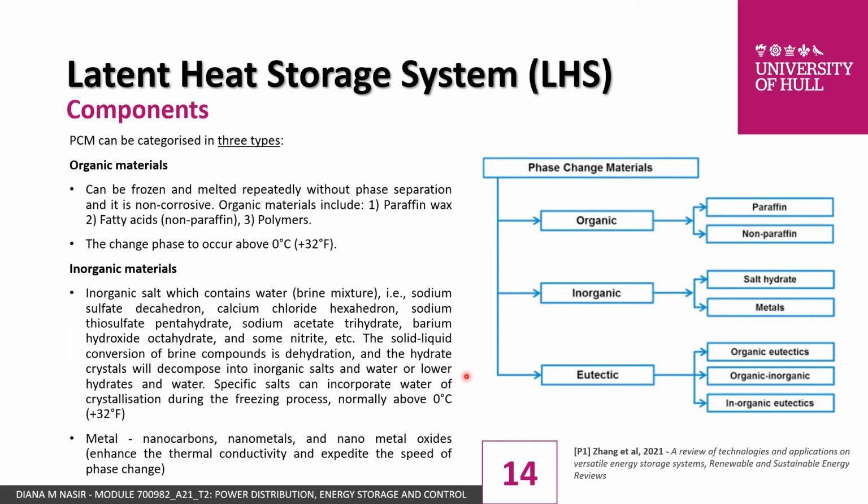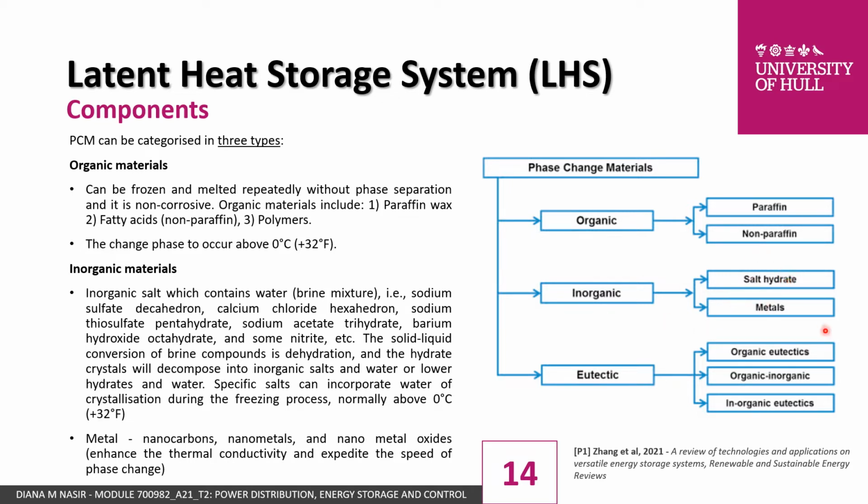There are three categories of phase change materials, or PCM. We have the organic types such as paraffin, and the non-paraffin type, which is fatty acids or polymers. These types of material undergo the phase change process above 0 degrees Celsius, and they can freeze and melt repeatedly without phase separation. Then we also have the inorganic materials, which include salt hydrate base and also metallic base.